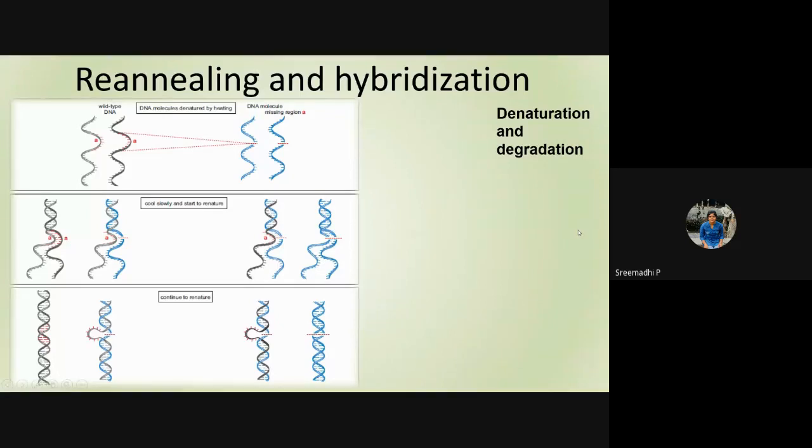So welcome back. I will start with a review of the last class. I discussed what denaturation is and what degradation is. Denaturation is the breakage of hydrogen bonds between the two strands, and degradation is the breakage of the phosphate backbone.